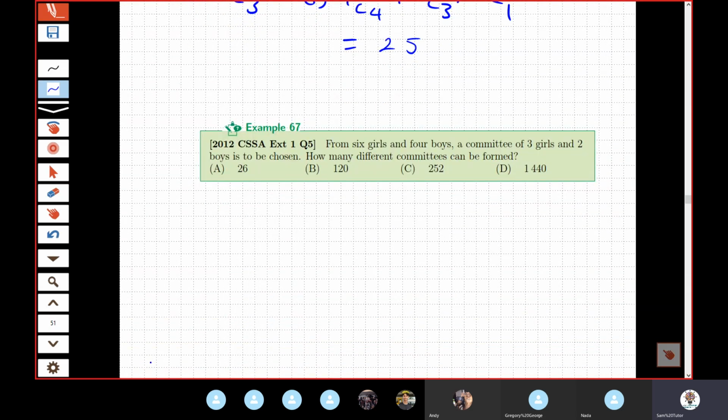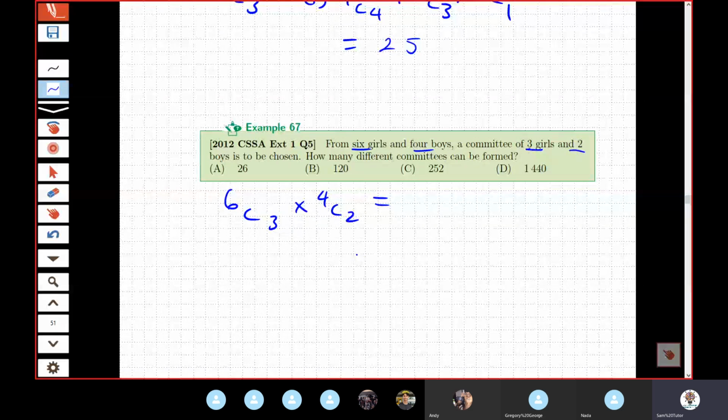CSSA, let's try this one, 2012. From 6 girls and 4 boys, a committee of 3 girls and 2 boys is to be chosen. How many different committees can be formed? Well, again, it's just going to be 6 choose 3 times 4 choose 2. Again, whatever that gives you.